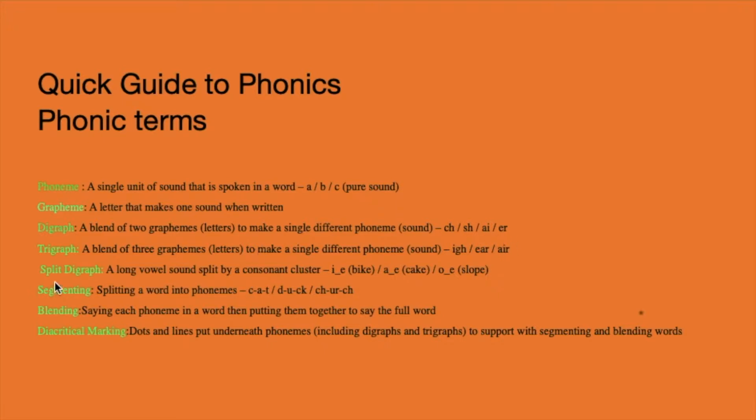So you've got ch, sh, and ai up here, and you can take that a step further to have a blend of three letters to make sounds, igh for example. Split digraph, also known as the magic E, is when we split the long vowel sound. Segmenting, so that means you're splitting up the word to sound it out. Also, it helps you to spell the word. And blending is when you put these all together to make the full word. K, a, t spells cat.